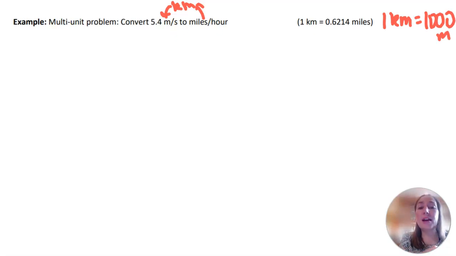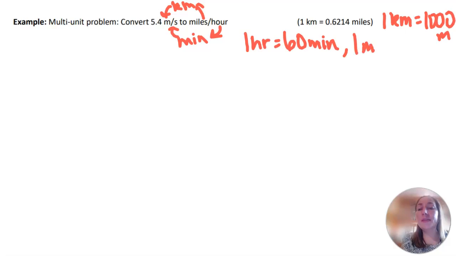And seconds and hours. Well, most people don't necessarily know how many seconds are in an hour offhand, but in an hour, I do know how many minutes there are, and I know how many seconds are in a minute. So can we use both of those? Let's do every 1 hour has 60 minutes, and every 1 minute has 60 seconds. Most people go through those for their conversions. Okay, so let's try this.